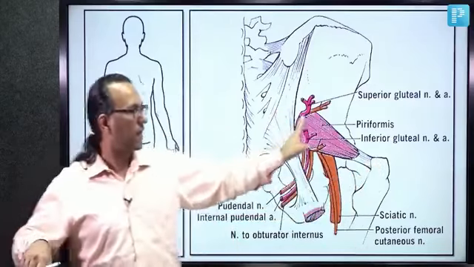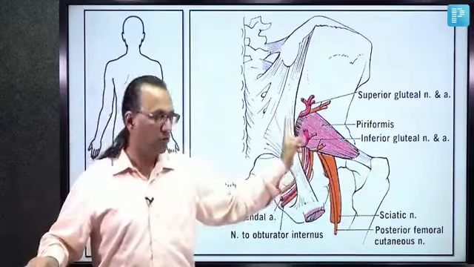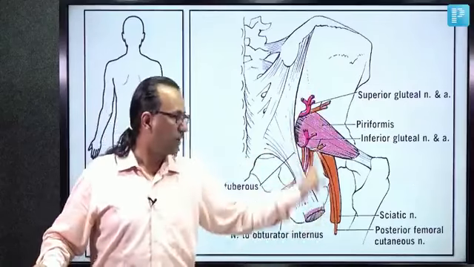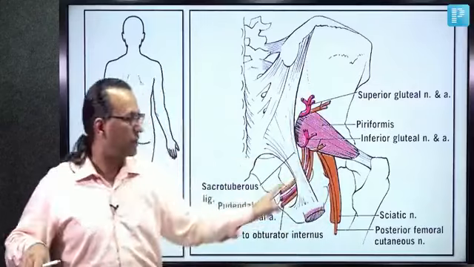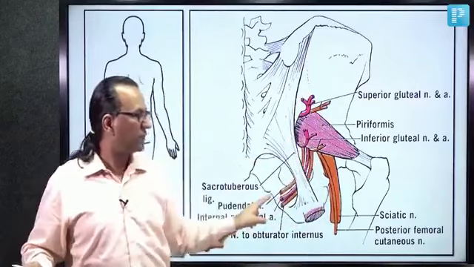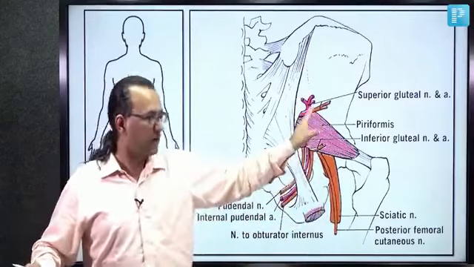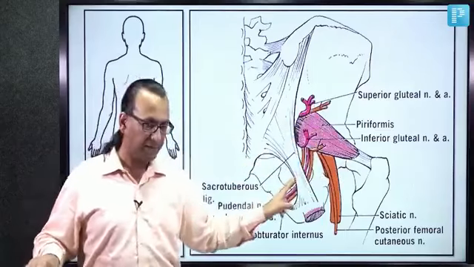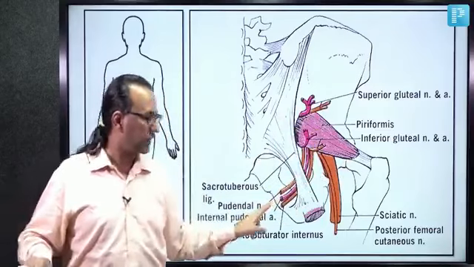And there are some nerves passing above that and below that. Above that are the superior gluteal nerve and artery. Below that are the inferior gluteal nerve and artery. Below that also come the sciatic nerve and the pudendal nerve as well. So the pudendal nerve, which is coming from the greater sciatic notch under the piriformis muscle, will be hooking behind the ischial spine and then enter the lesser sciatic notch.